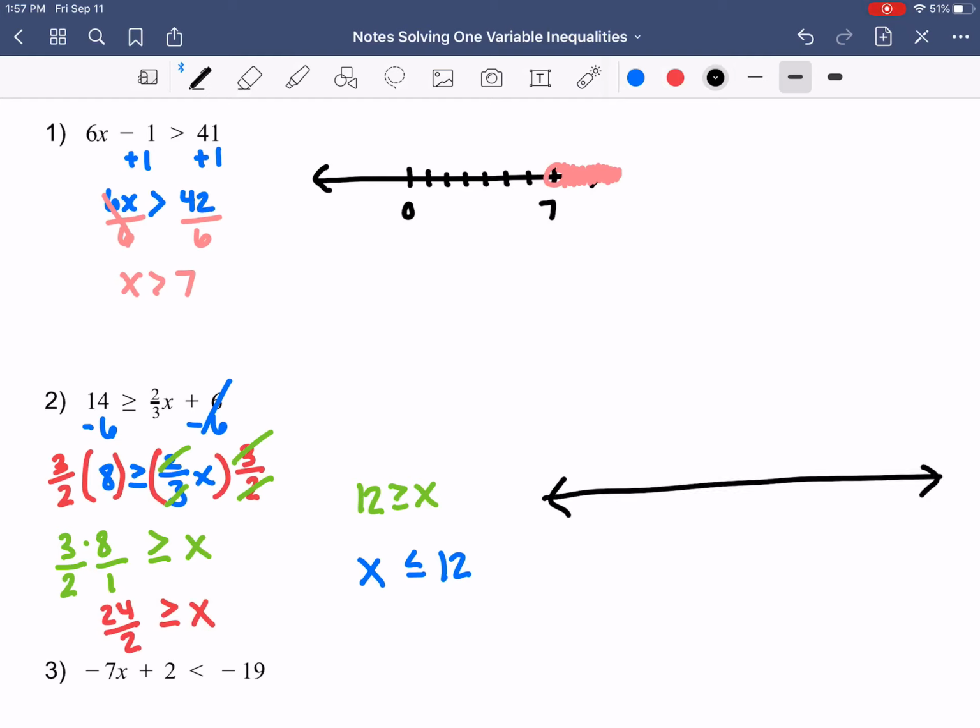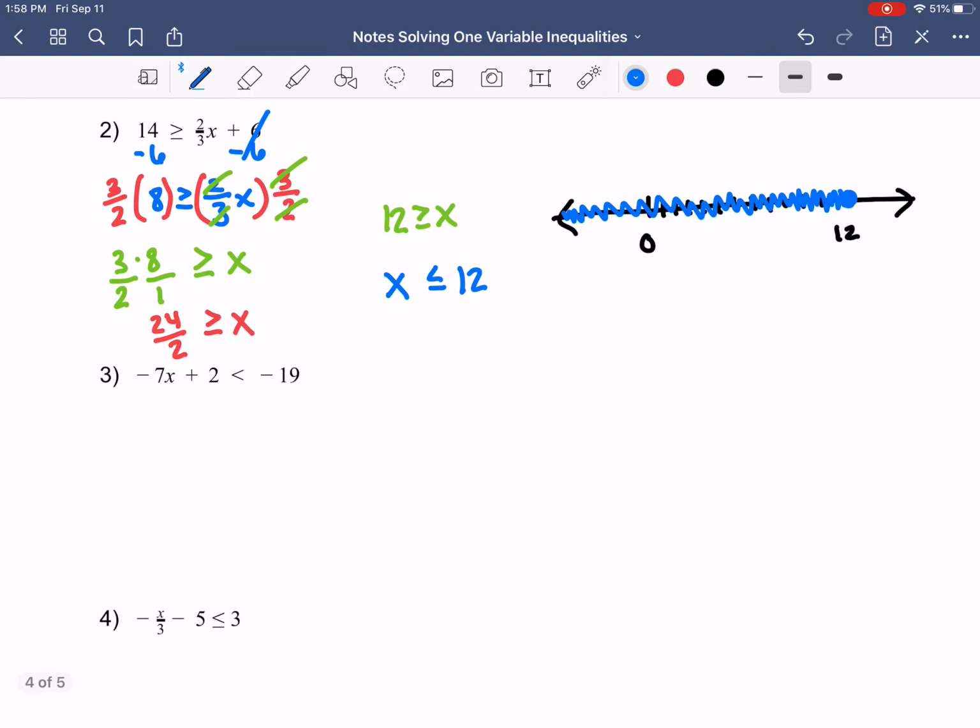So on a number line, here again, I'll put 0, and then 1, 2, 3, 4, 5, 6, 7, 8, 9, 10, 11, 12. All right, we're going to have a closed circle because there's a line underneath. That means closed circle. It could be or equal to, and it says x is less than or equal to. So that means we're going to shade all of these numbers to the left.